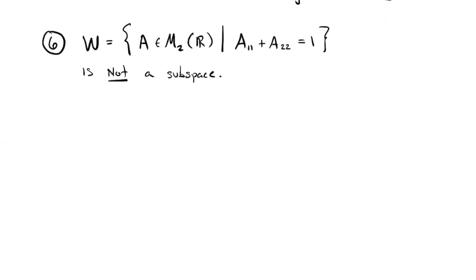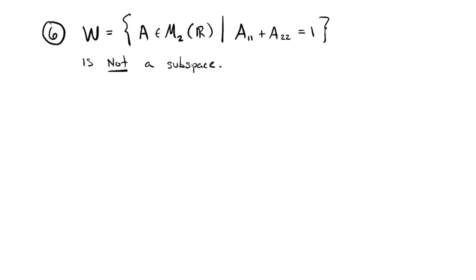Here, we've done a lot of examples of something that's a subspace. Let's do an example of something that's not. Okay, so here I've got W. It's the set of 2 by 2 matrices with real numbers, so it's kind of a more concrete example. And the condition to be in W is that the sum of the diagonal entries, A11 and A22, has to be 1. And that's not a subspace.